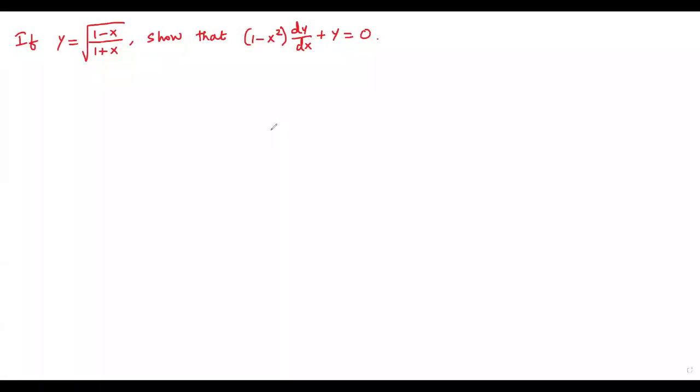Here we have a problem on derivative. Okay, let's go to the question. If y equals the square root of (1 negative x) over (1 positive x), show that (1 negative x squared) times dy over dx positive y equals 0. Okay, here we have a function and we have to prove this result.